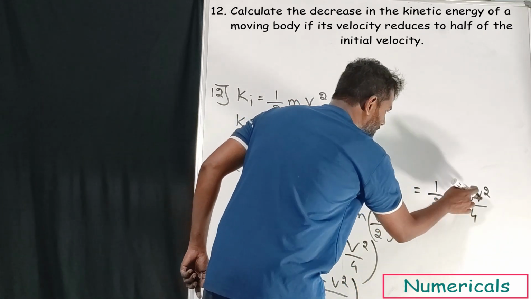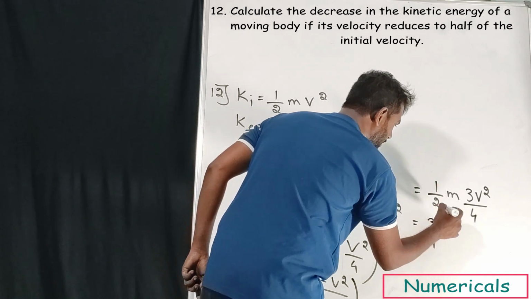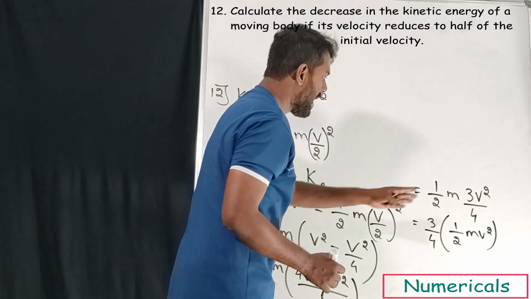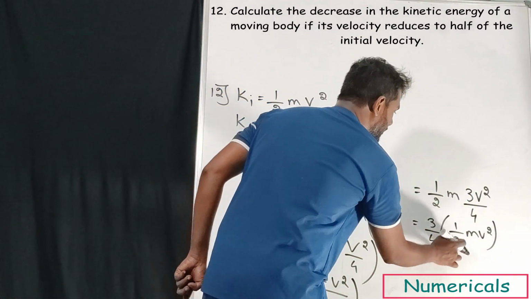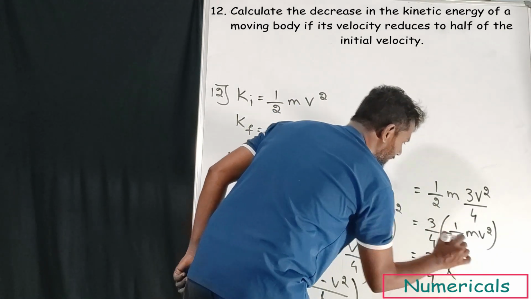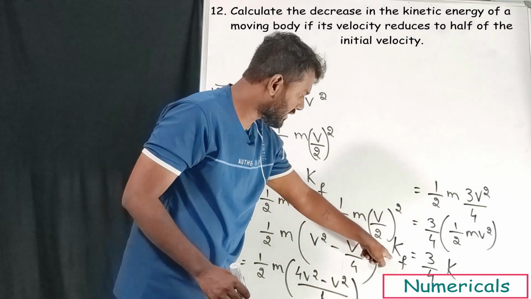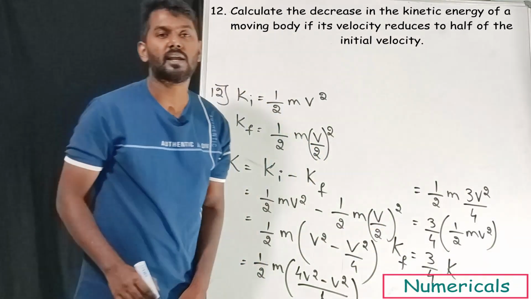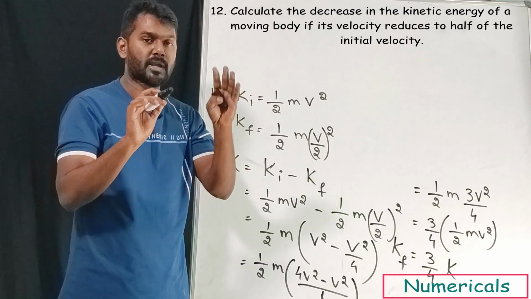Now we will write this 3 by 4 at the beginning. We remain with half m v square, correct? See, I have taken this 3 by 4 outside. Why I have taken it, I will tell you. Half m v square is nothing but kinetic energy, the initial one, correct? So the final kinetic energy will be equal to 3 by 4th times the initial kinetic energy. So this is how we calculate when it comes to equations.